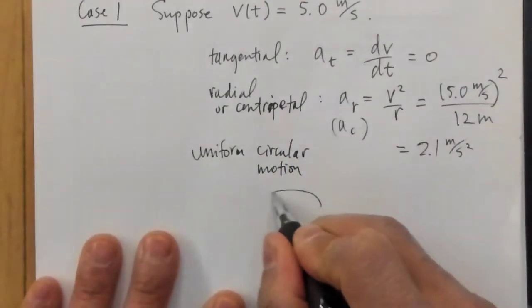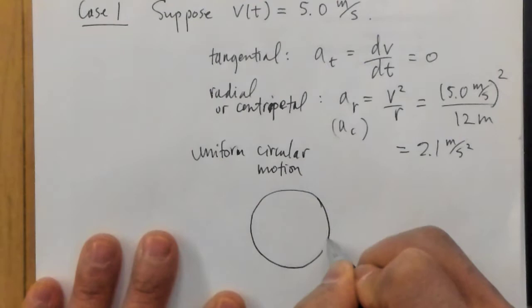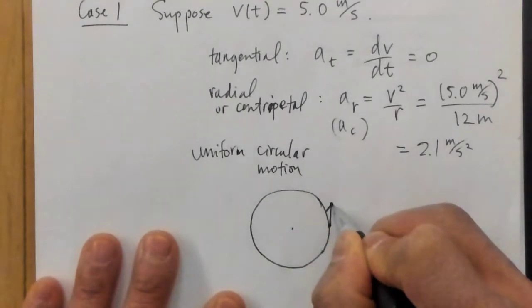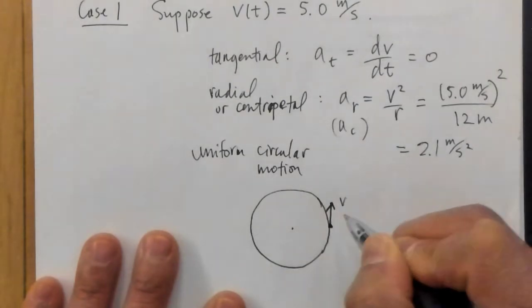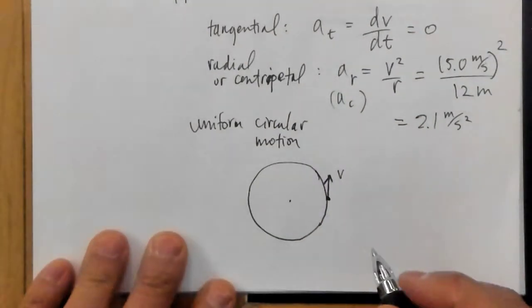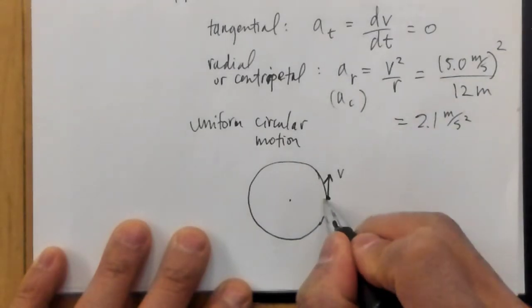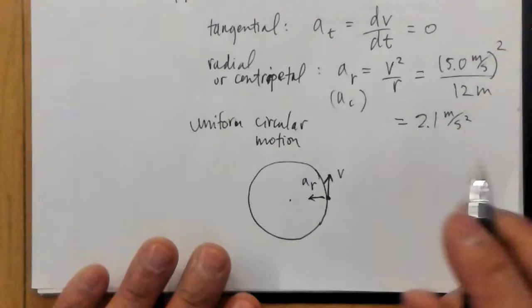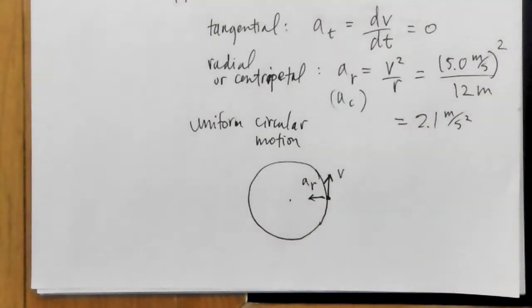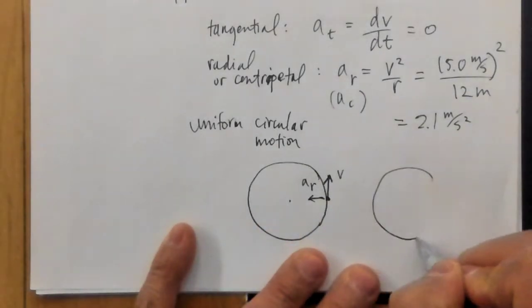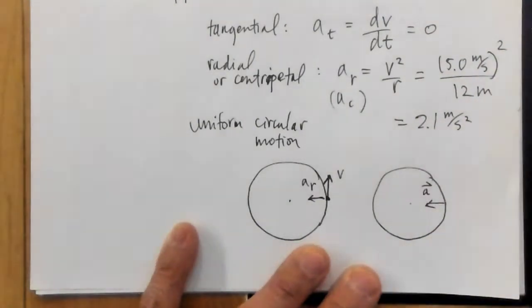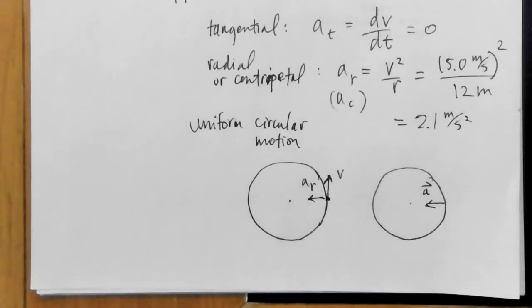Okay, so if I'm here, and my motion is going like this, that's my velocity there. Then we have this component of the acceleration, AR or AC, pointing towards the center of the circle. If we want to be very clear about it, the total acceleration is pointing in that direction, because there's no tangential component. Okay.